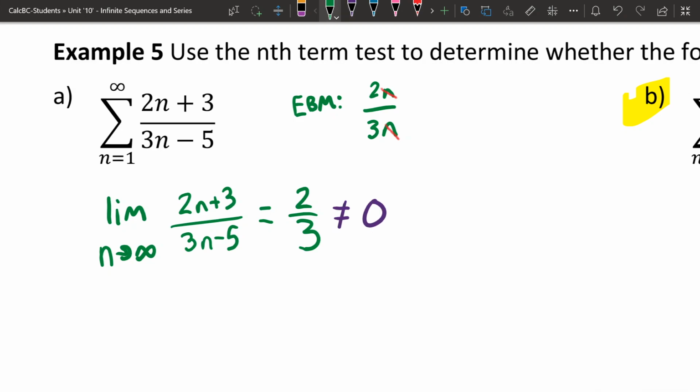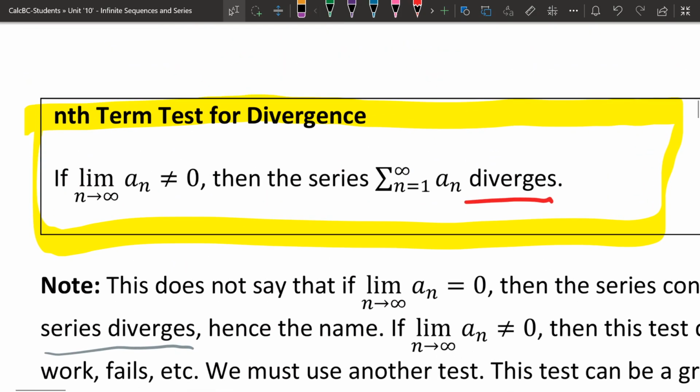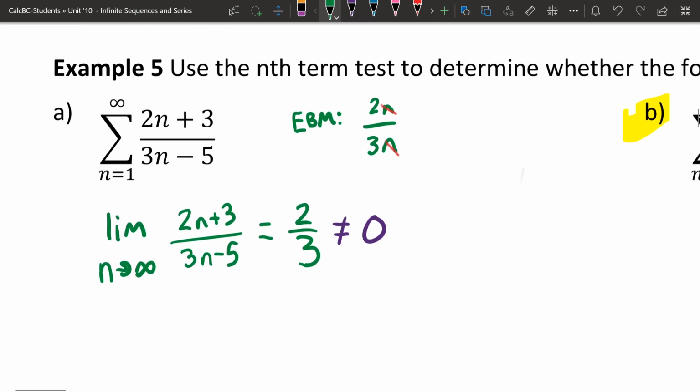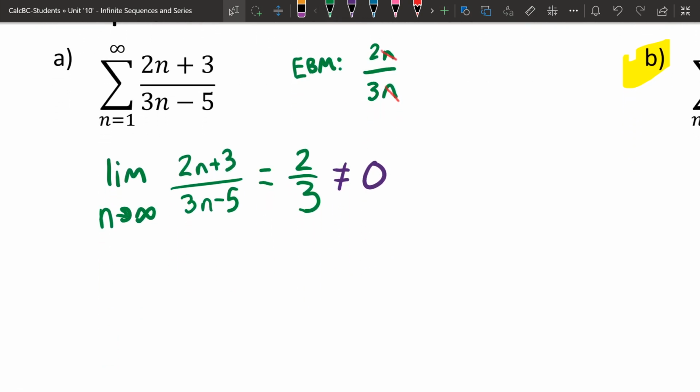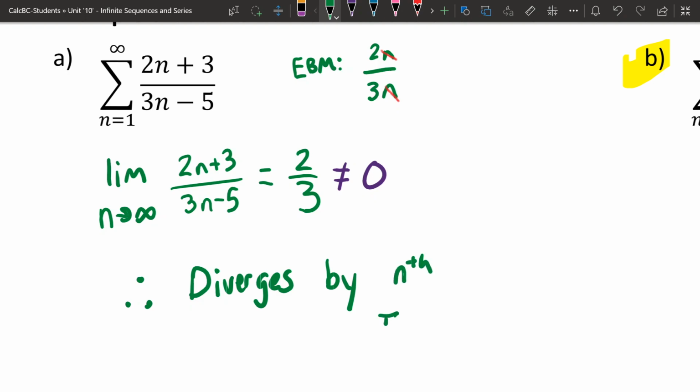All right, so is this nth term test helpful there? Yes. Looking at our if-then statement, if the limit doesn't equal 0, which is what we got, then that tells us that our series diverges. So therefore it diverges by the nth term test.